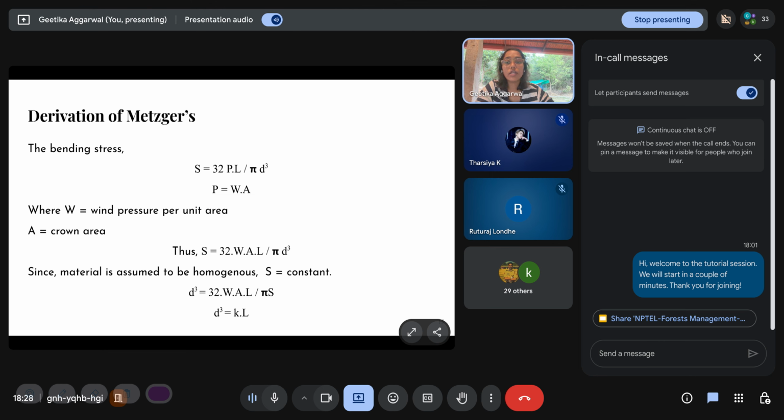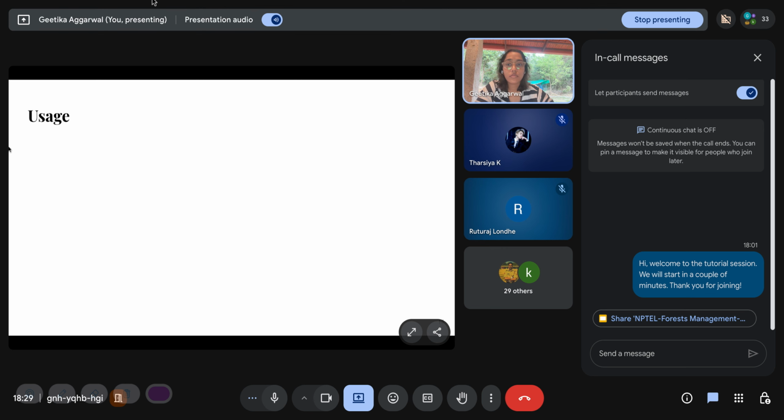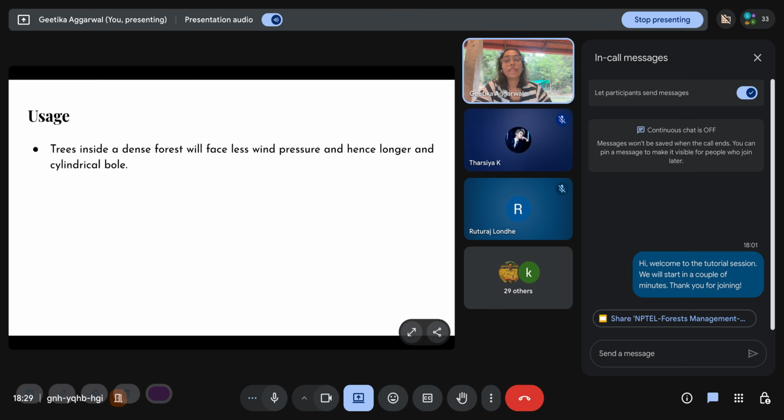But according to Metzger's formula, it's d cube which is related to the height, right? Earlier, we were talking about the conical shape, the paraboloid shape, and the neiloid shape. But according to Metzger's derivation, it's d cube is equal to k into L. Where do we use this theory?